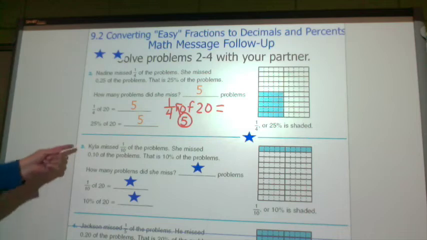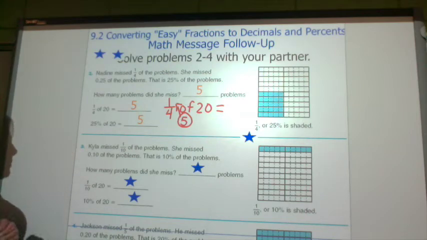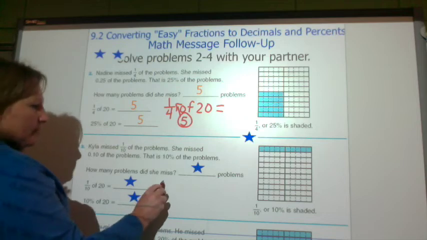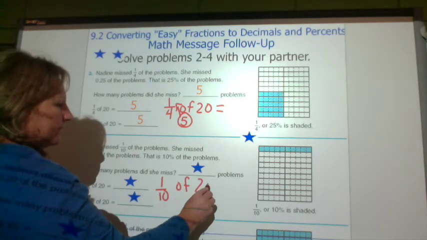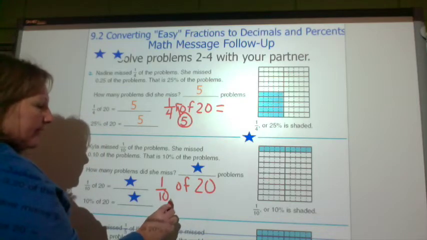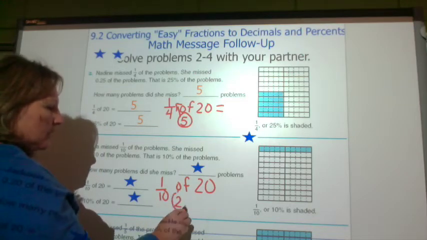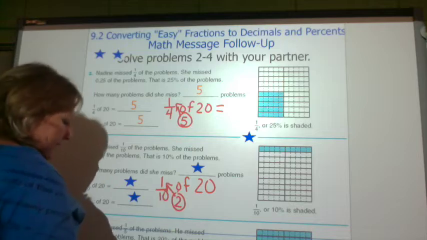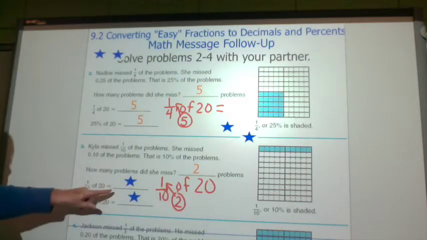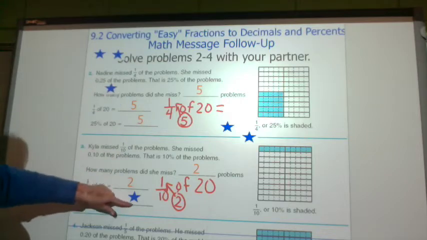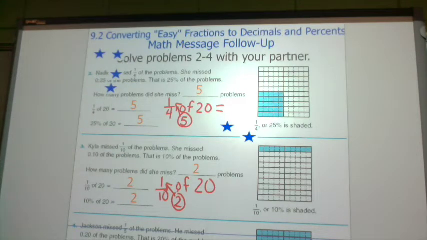Next one, number 3. Kyla missed 1/10 of the problems. She missed 0 and 10/100 of the problems. That is 10% of the problems. How many problems did she miss? Let's set this up like we know how to do. 1/10 of 20. 20 divided by 10 is 2. And 2 times 1 is 2. So she missed 2 problems there. She missed 2 problems there, and she missed 2 problems there.